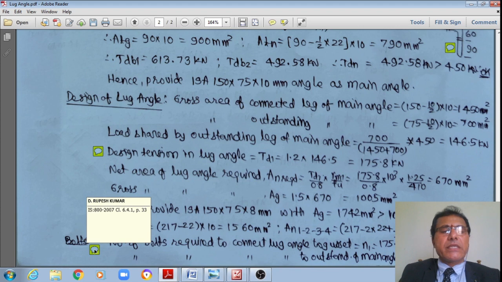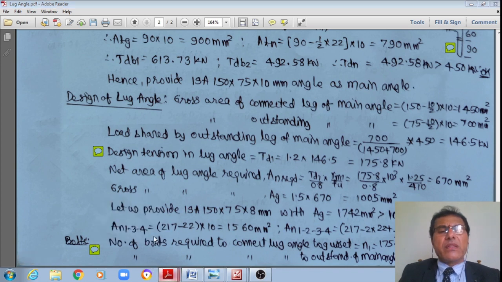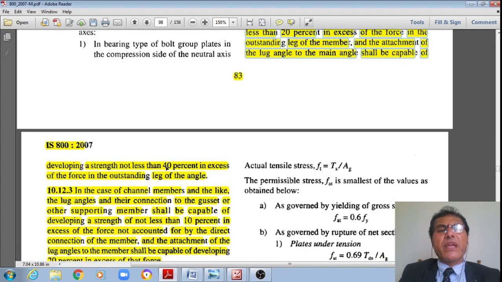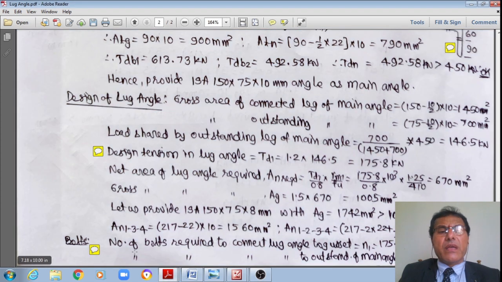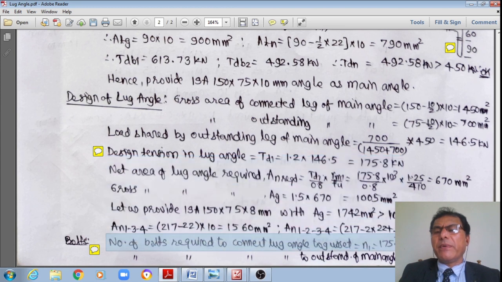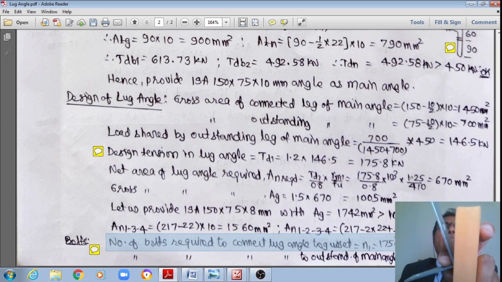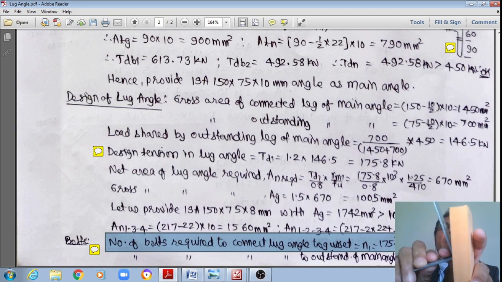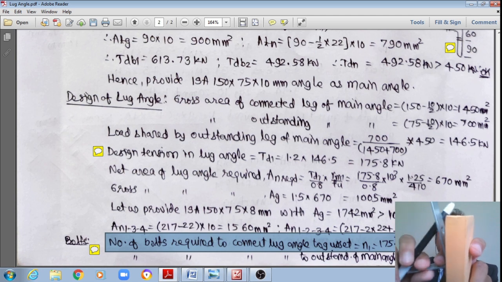Therefore now I'll go to the next subheading, the bolted connections. As per clause 6.4.1, just now we have seen that the bolts should be capable of taking 40% more strength. Now the number of bolts required to connect the lug angle to the top of the gusset plate, N1. That force, we have seen, is equal to 175.8 kilonewton, divided by the bolt value. Obviously this lug angle is under single shear, therefore the bolt value for this lug angle is also 45.26 only, because it is in single shear.